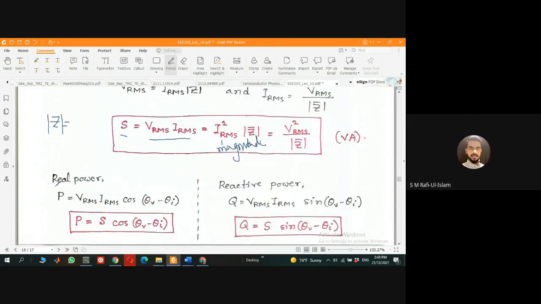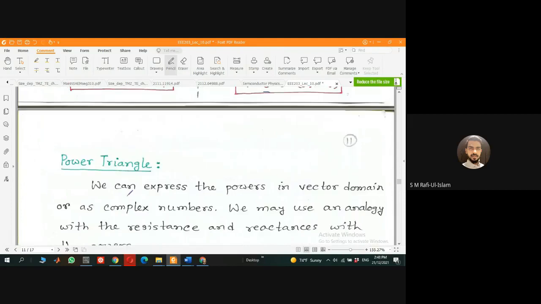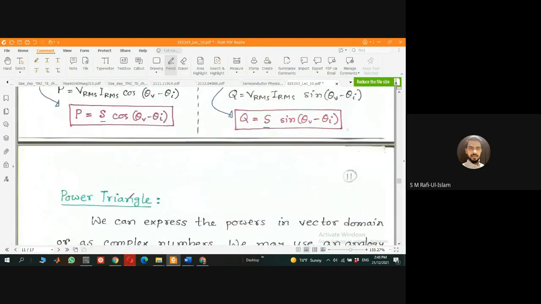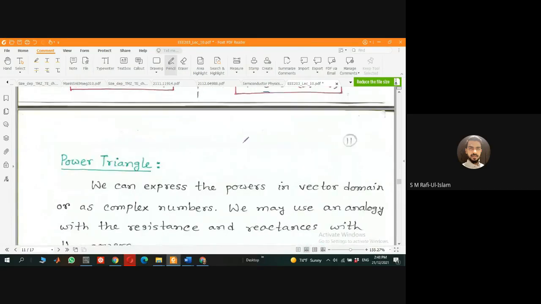Yes, sir. It's easy. We have again expressed real power in terms of apparent power, and reactive power can also be represented in terms of apparent power. So this is also simple. Now we have two types of power: one is called real power, and another is called reactive power.